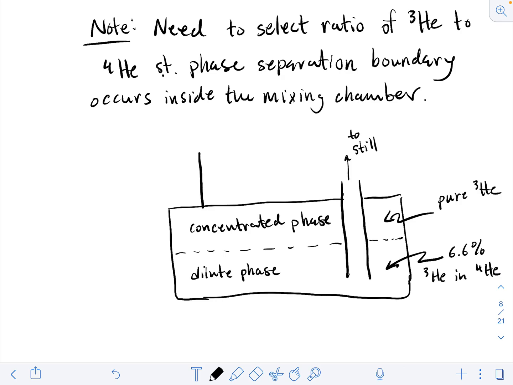And then we also have, because we're circulating helium-3, we're reintroducing helium-3 to the concentrated phase after it's pumped out of the still. Okay, but if you don't have the ratios quite right, this phase boundary might occur somewhere up the still, the tube that goes up to the still or something like that. And then what you would have to do is adjust the ratio of your mixtures. Okay.